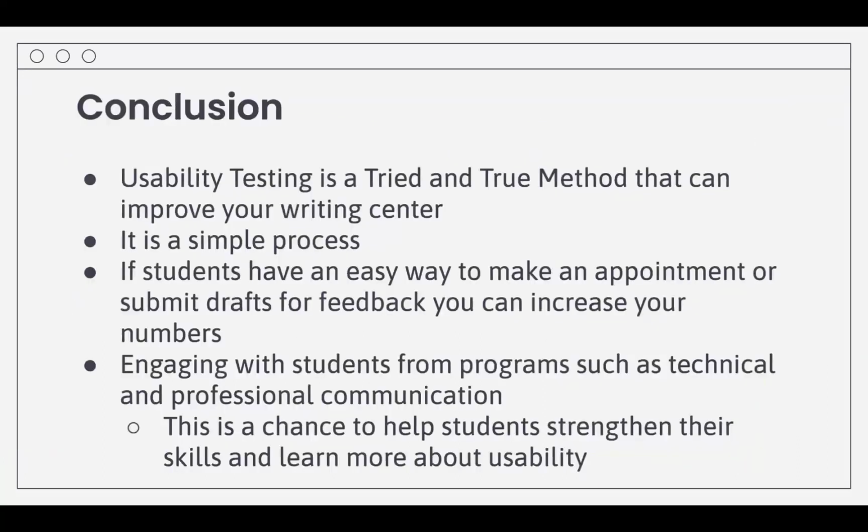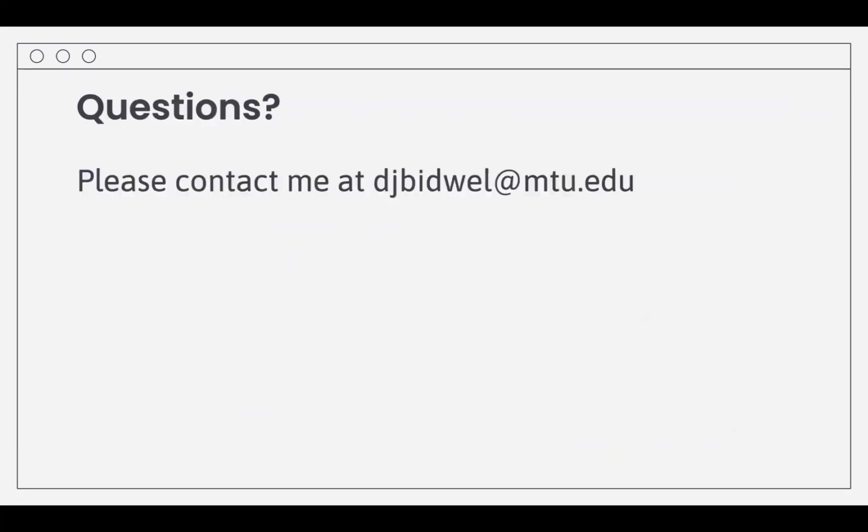So in conclusion, usability testing is a tried and true method that can improve your Writing Center. It is a simple process. If students have an easy way to make an appointment or submit drafts for feedback, you can increase your numbers. Engaging with students from programs such as the Technical Professional Communication Program is a chance to help students strengthen their skills and learn more about usability.